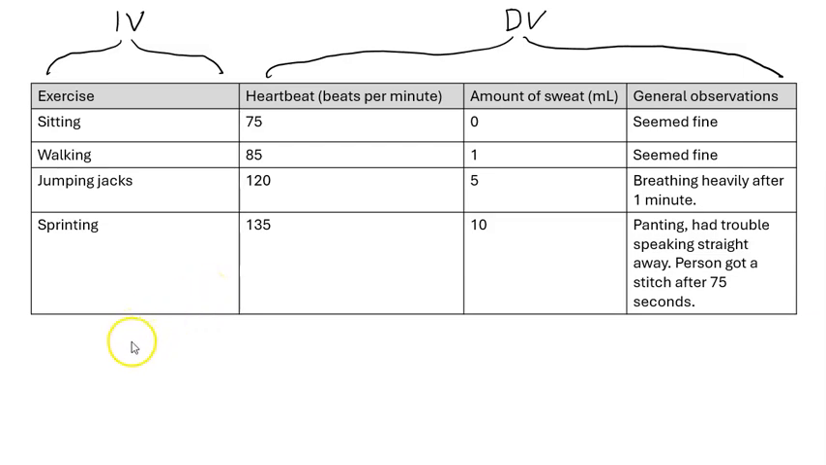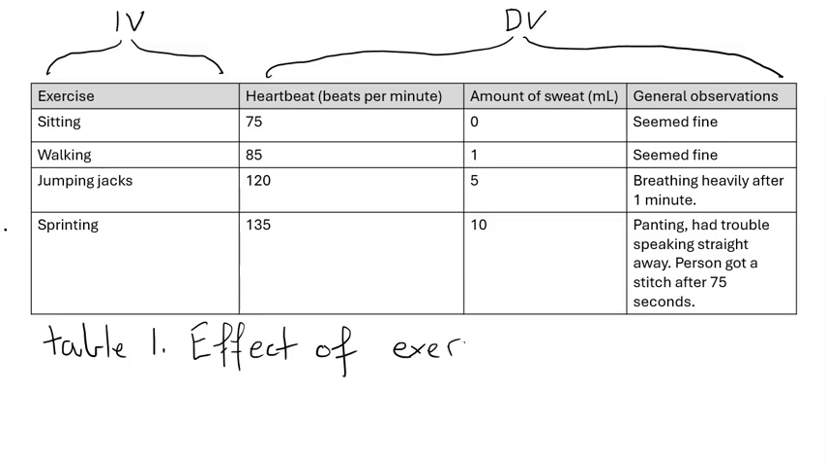Another thing that we can add to make this table even more professional is we can do what's called a figure heading or a table heading. So we could call it table 1, and we could put a little description of what this is. Perhaps it is the effect of exercise on the human body.